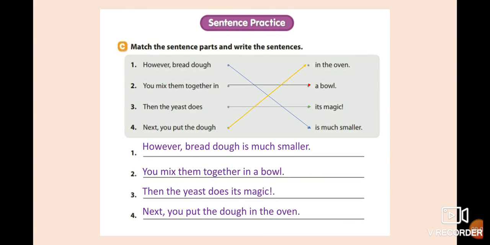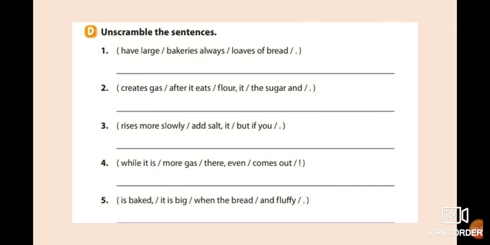So let's see. Number 1, however, bread dough is much smaller. Number 2, you mix them together in a bowl. Number 3, then the yeast does its magic. And number 4, next you put the dough in the oven. So these are the sentences that we write in the sentence practice. Now, let's continue with the next exercise.